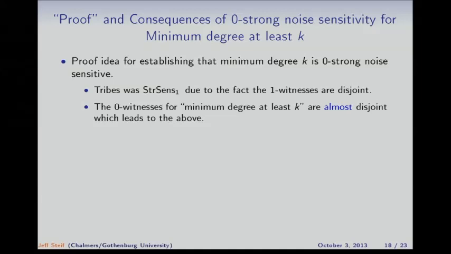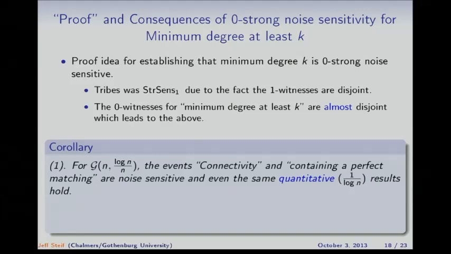And they'll be close enough to being disjoint that you can show very easily that you have this zero strong noise sensitivity, because they're almost disjoint. And then you do that, and that's basically all you do. Now, why are you interested in that? It's because you get consequences of things which a priori might not have been obviously noise sensitive.